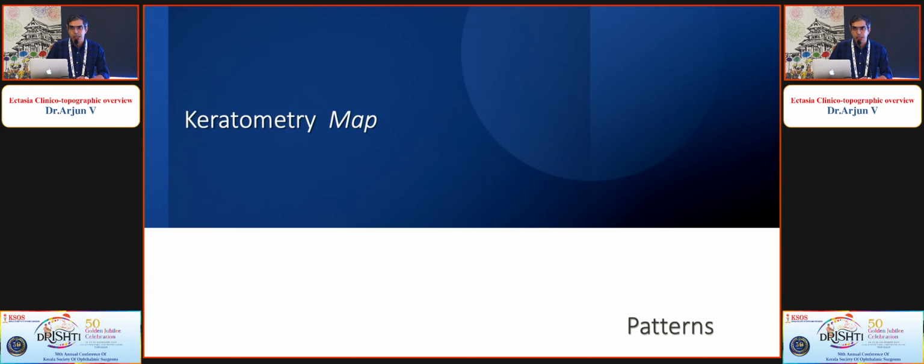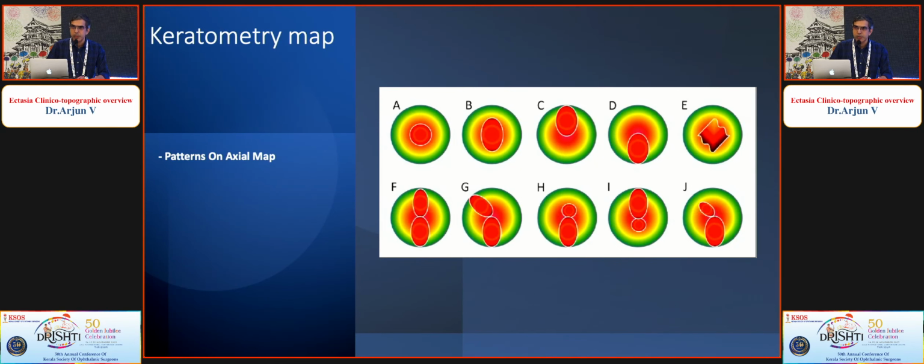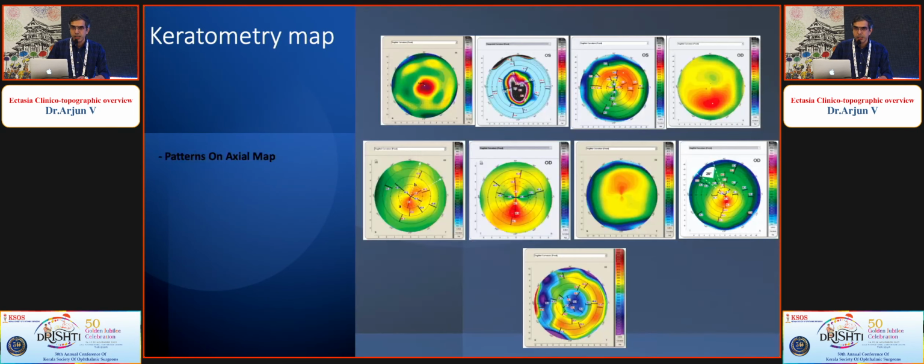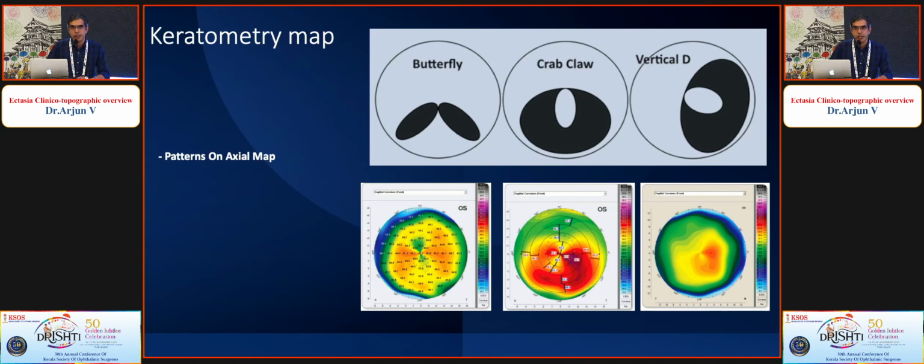Finally, going into the patterns, you have the commonest 10 patterns. In the maps, it will look like this. You have the circle, the oval, the inferior and superior steepening, the bow ties, which may be symmetric, asymmetric, or with skewing or without skewing, and last is the irregular pattern. There are some specific patterns like this, the butterfly, crab claw, or the vertical D.